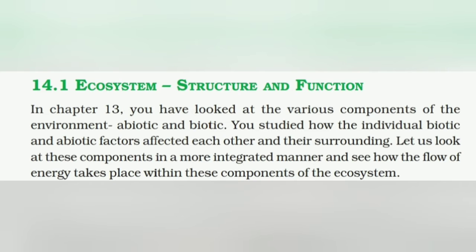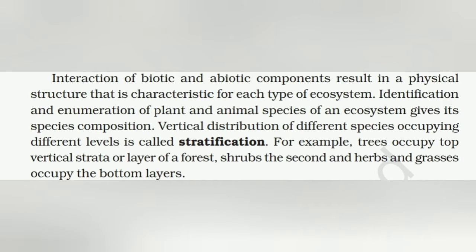In chapter number 13, you have looked at various components of the environment, whether they are abiotic, that is non-living, and biotic, that is living. You studied how the individual biotic and abiotic factors affect each other and their surrounding. Let us look at these components in a more integrated manner and see how the flow of energy takes place between them. Interaction of biotic and abiotic components results in a physical structure that is characteristic for each type of ecosystem.